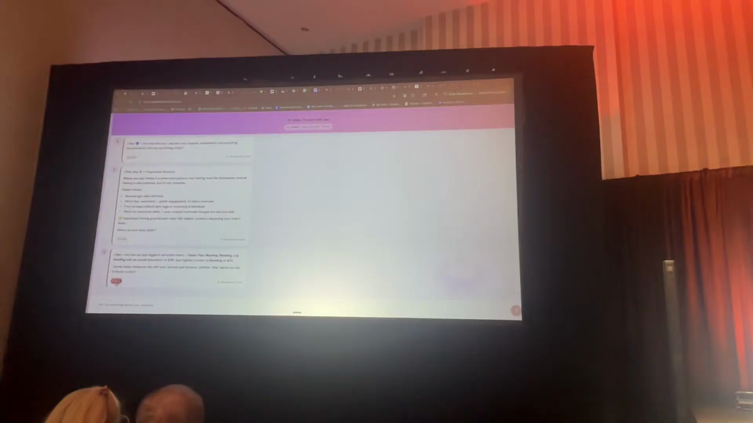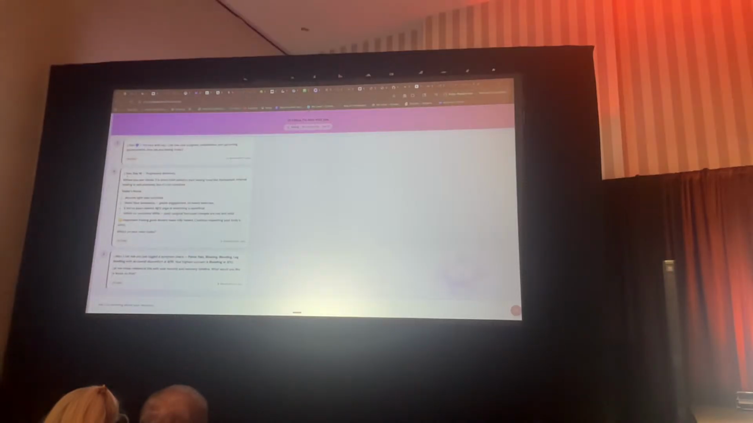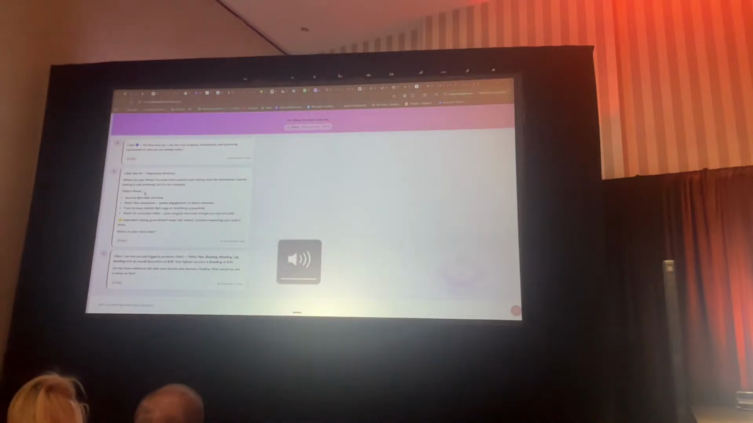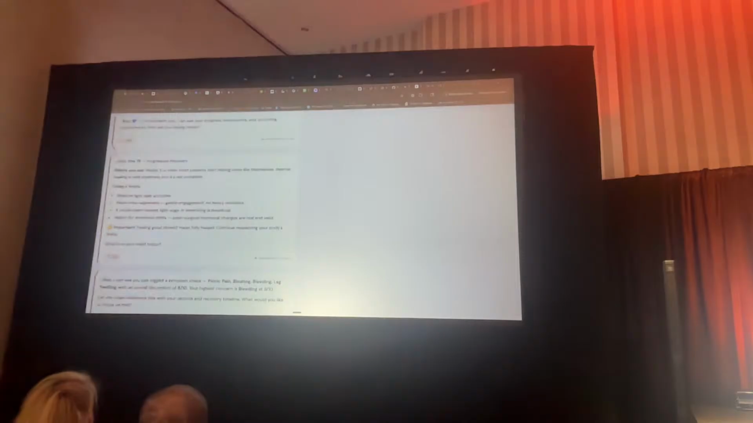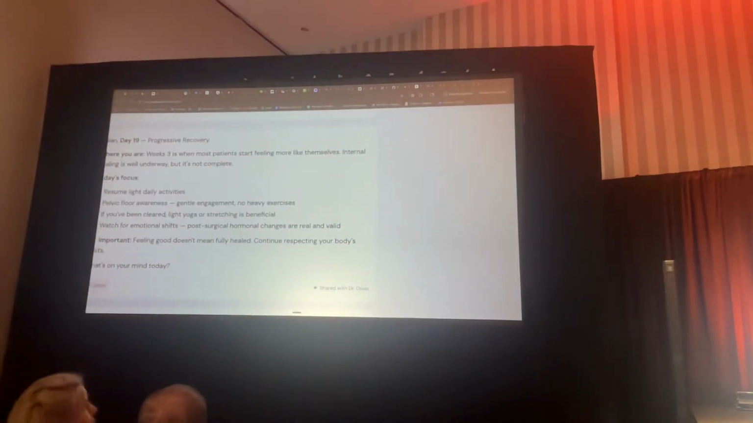And then for the sake of time, I would just like to ask it a few questions to just show you sort of the advancements we've made. So one of the questions I wanted to ask was, why did my surgery last 5 hours? Let me cross-reference this with your records and recovery timeline. What would you like to focus on first? So Lily did read through the entire thing that we had put in. And I don't know if you can see this.